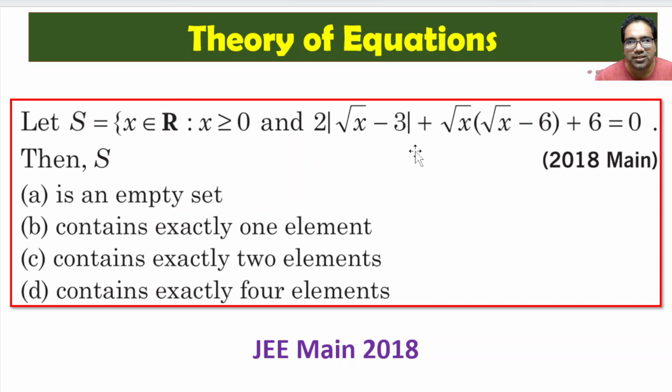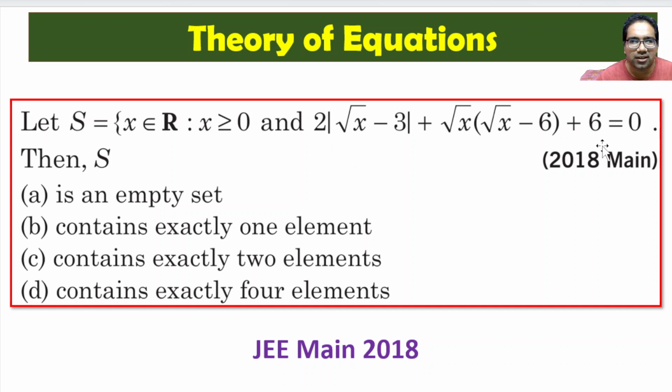Right. Now the question is how many solutions are there for this equation? Is there no real solution? That means that this set is an empty set. This set S, that means how many x's are there in this set? Does this equation have only one solution or two solutions, or four solutions? Two elements, four elements, one element, meaning how many solutions are there for this equation.